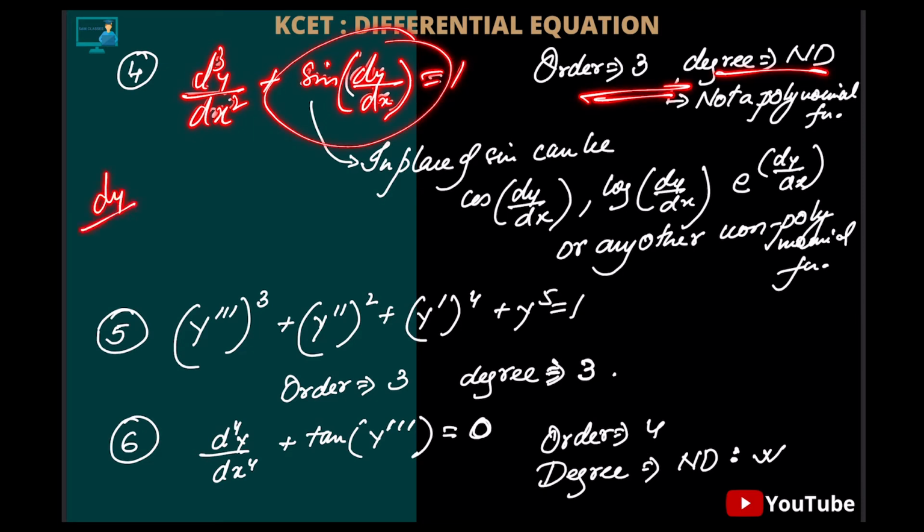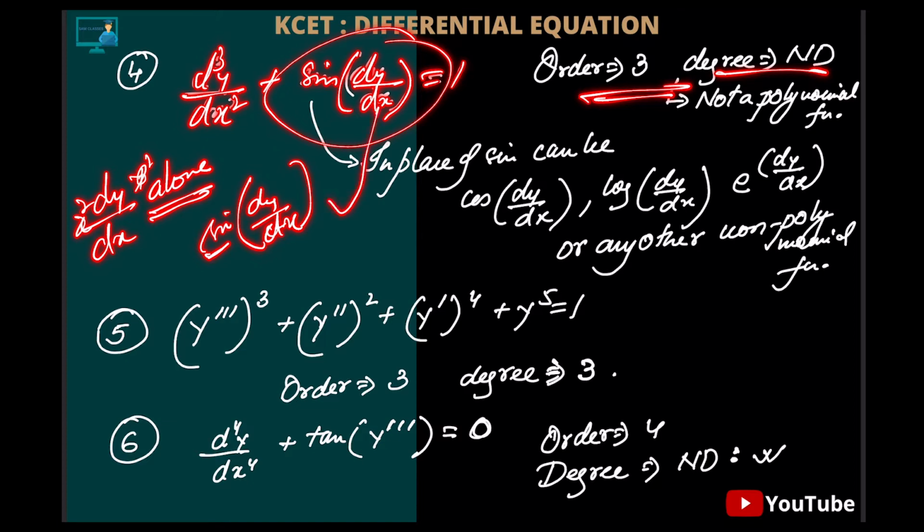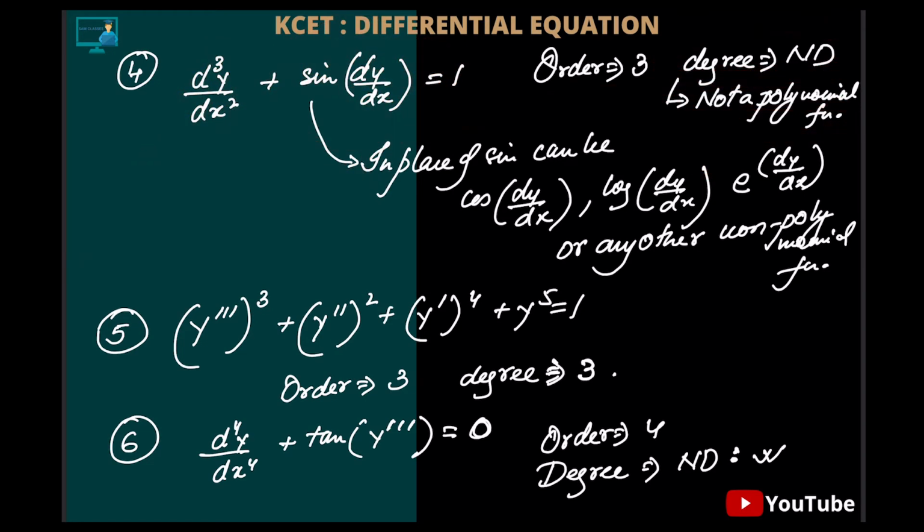I told you this dy by dx should come alone. It can be multiplied with x square, y square, something, but it should not be in composite form, like sine of dy by dx or cos of dy by dx. Here it is sine of dy by dx. It means it is not a polynomial function of the derivative. So directly we can say not a polynomial function, degree not defined.